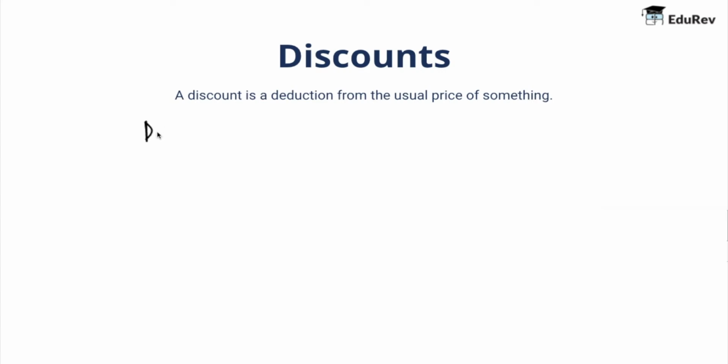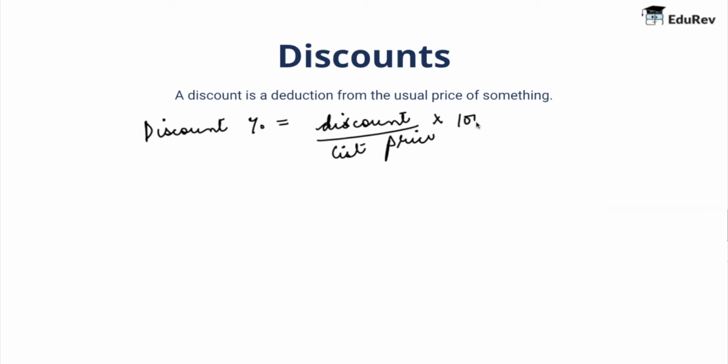So I will write it down, that is discount percent equals to discount upon list price into 100. There is one more concept related to discount, that is marked price.